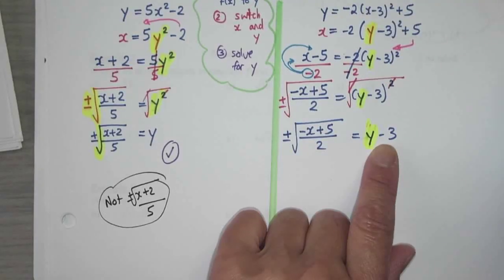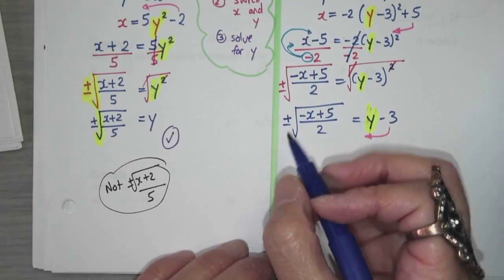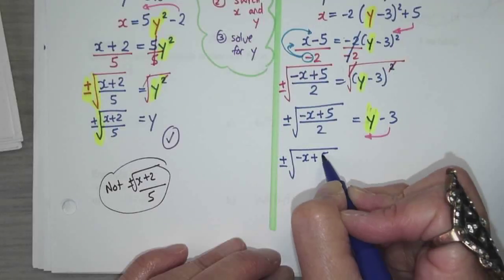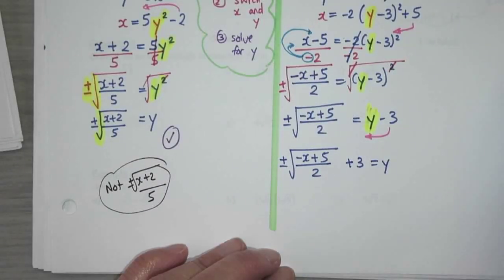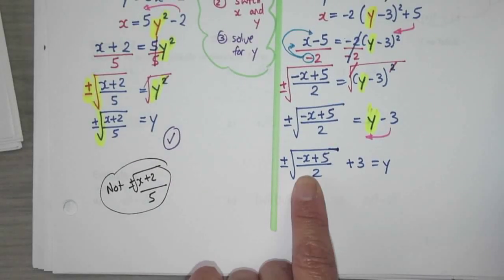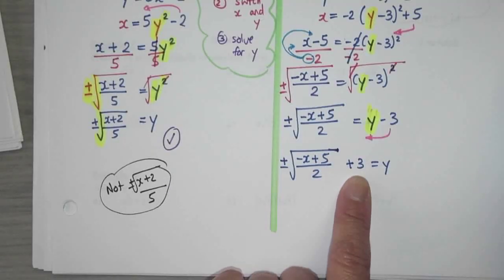So now the last one to move is going to be the 3. So this one moves over, it becomes plus 3. So we're going to get negative x plus 5 over 2, that becomes plus 3 equals y. Do you notice that it's stopped here? The 3 is not in the root. It's after it. That's your vertical translation.